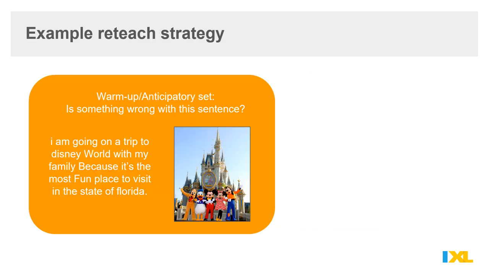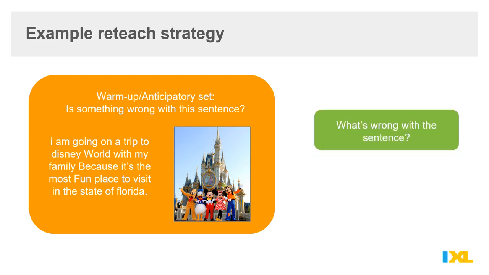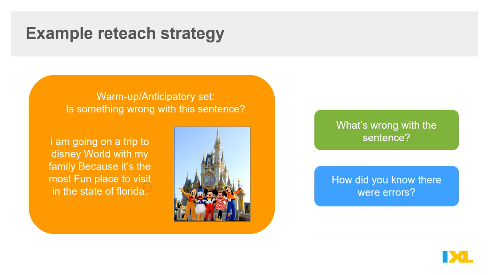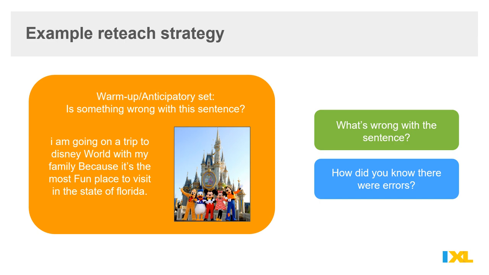Well, let's go back to the idea of Marzano and Hattie. I'm going to begin by activating students' prior knowledge. What might that look like? I'm going to project a sentence riddled with capitalization errors onto my front board. And then I'm going to say to students, is there anything wrong with this sentence? If so, what's wrong with that sentence? Once I get that dialogue going, I'm going to probe them even further. How did you know that there were errors?